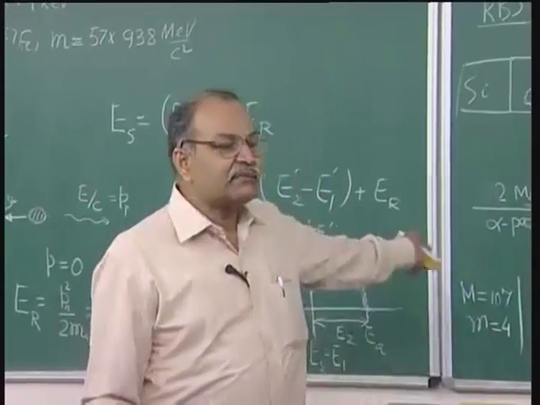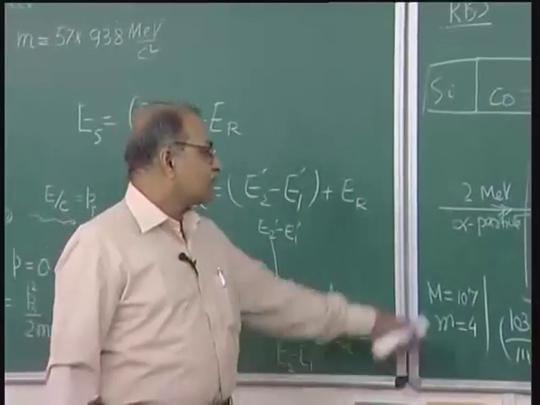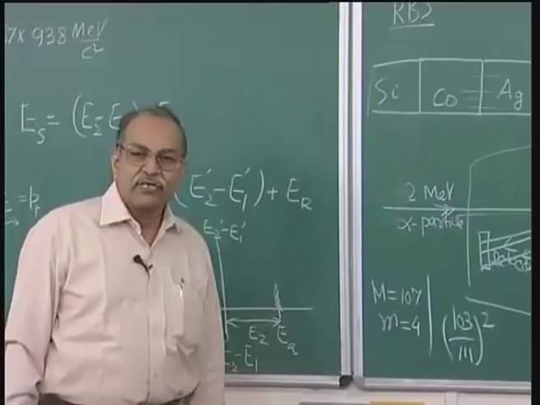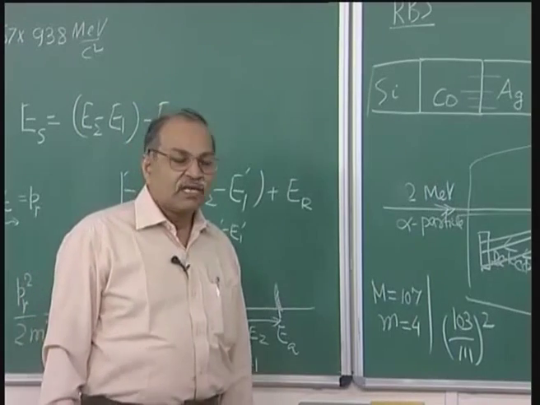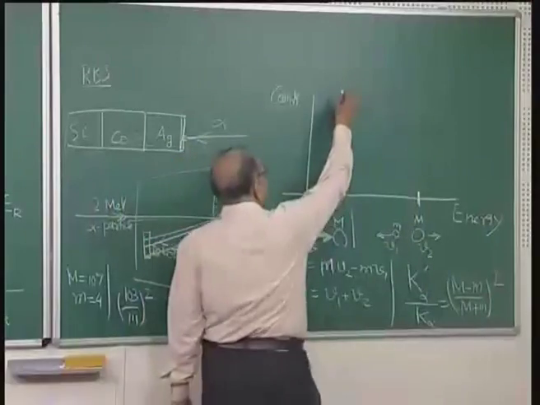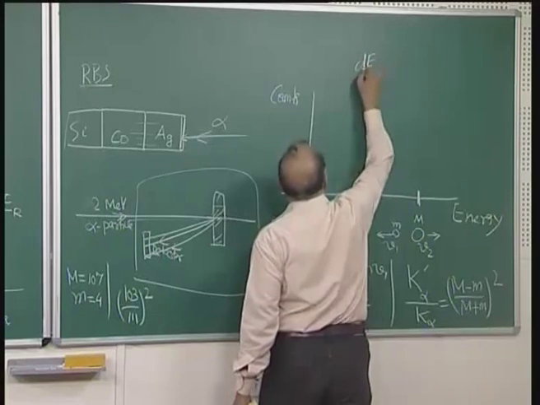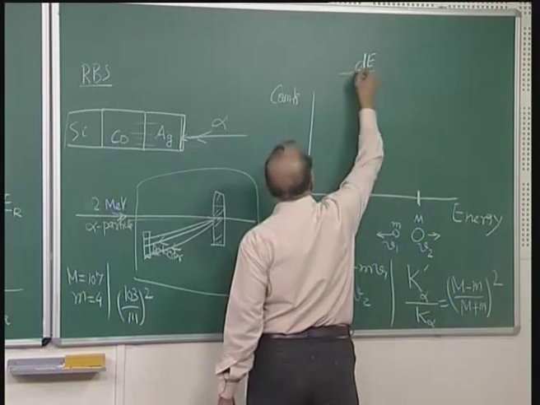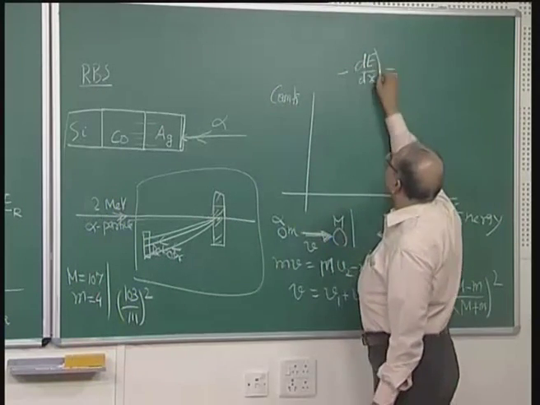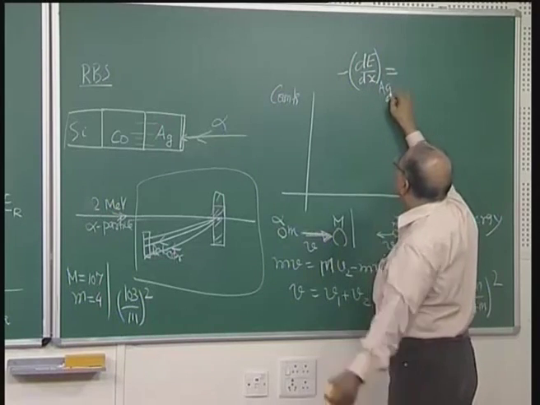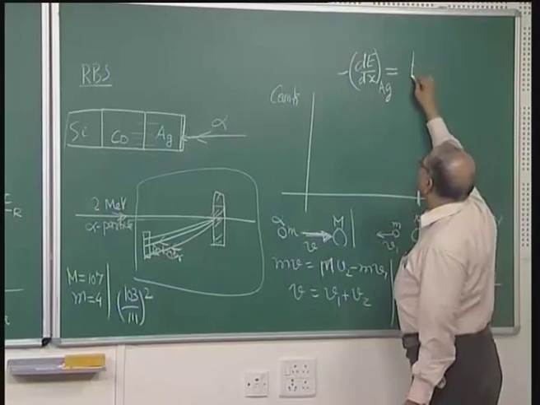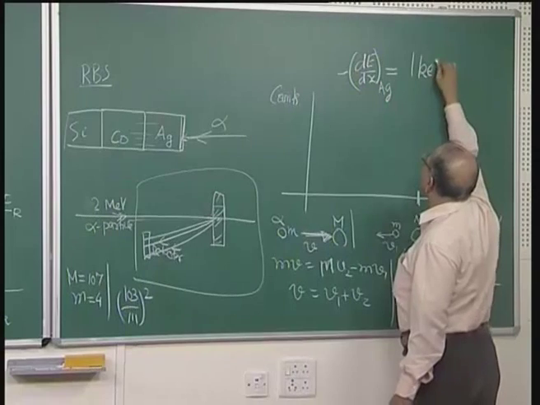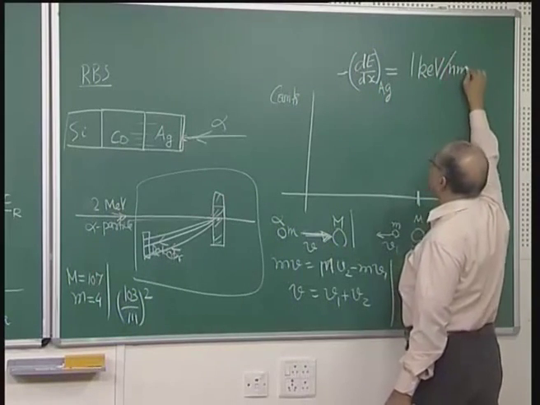So, if the initial beam energy is say 2 mega electron volts, 2000 keV, and let us suppose minus dE/dx for silver, all these things are tabulated, standard tabulated, suppose it is 101 keV per nanometer.